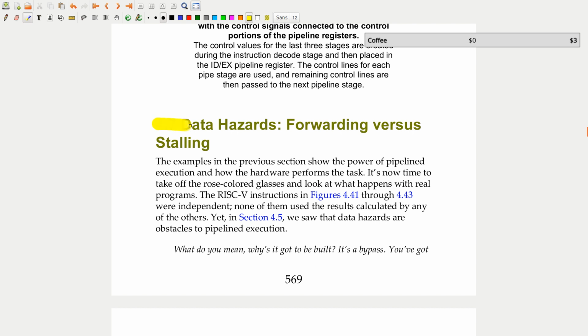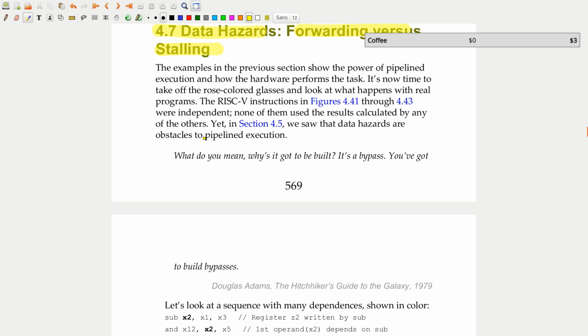All right, so let's talk about data hazards, forwarding versus stalling. We talked about these at a high level, but we haven't talked about what it would look like if we were to implement them in our actual pipeline architecture. So we have a nice Douglas Adams Hitchhiker's Guide to the Galaxy quote: "What do you mean? Why, it's got to be built. It's a bypass. You've got to build bypasses."